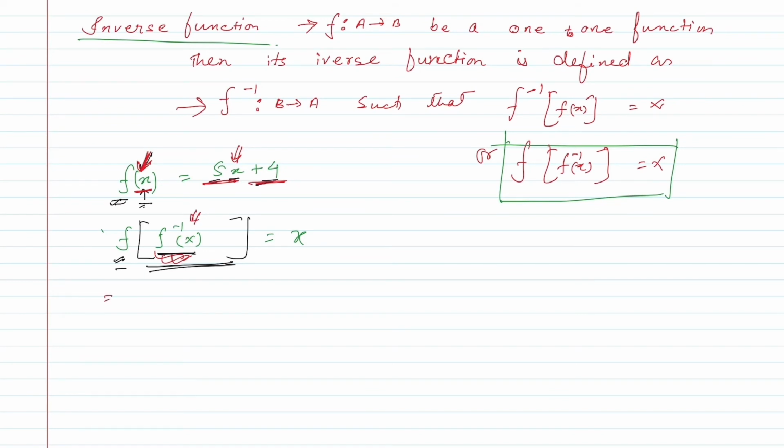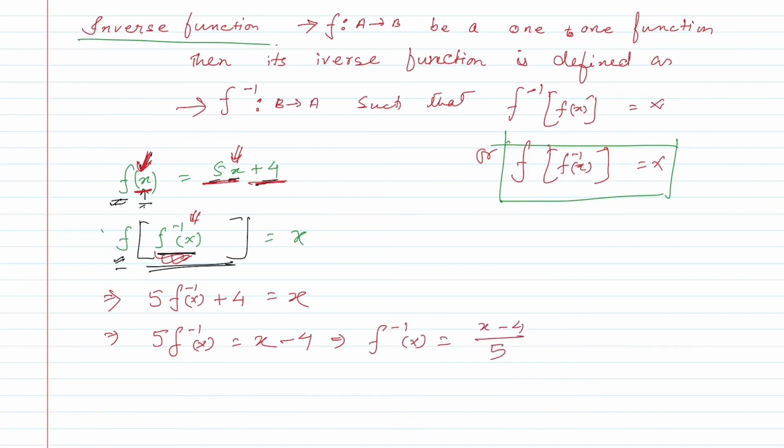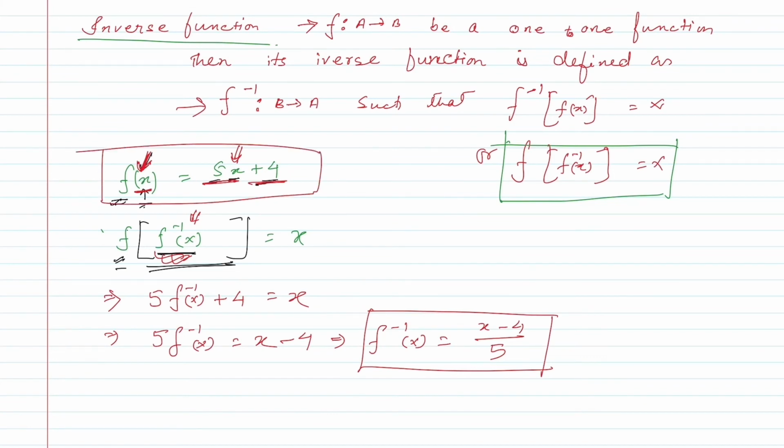Then this implies 5 f inverse of x plus 4 is equal to x, and this implies 5 f inverse of x is equal to x minus 4, which implies f inverse of x is equal to (x minus 4) by 5. So this is the required inverse function of the function f(x) equal to 5x plus 4.